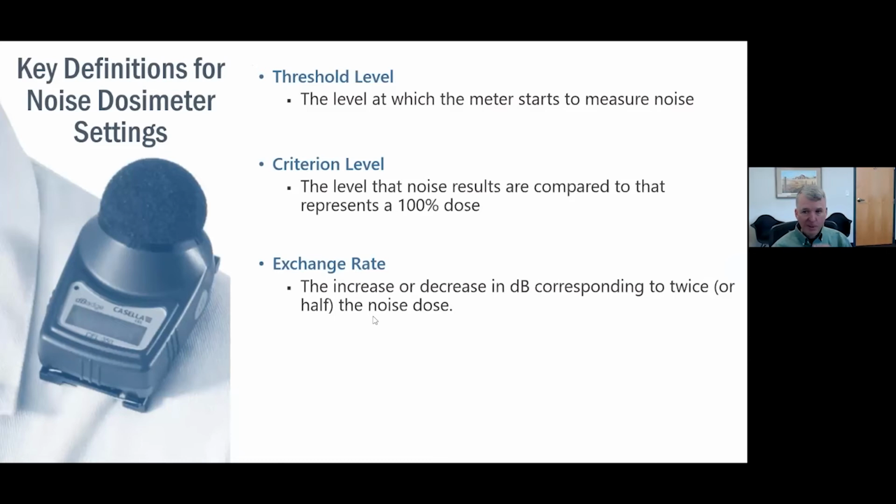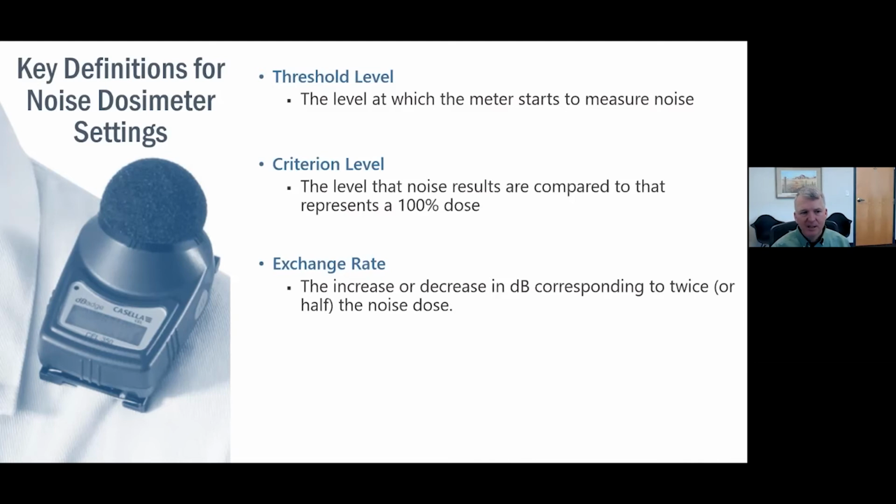So I want to look at some of the key definitions, and this is where it starts getting a little bit complicated. But if you're going to do noise monitoring, you really have to understand it. And some of this we went over already. But the threshold level is the level at which the meter starts to measure noise. So your dosimeter is going to come from the factory. If you buy one, probably any that you buy today, they're probably going to be factory set the way they need to be. But just keep in mind the threshold level, that's the level at which the meter starts to measure the noise.